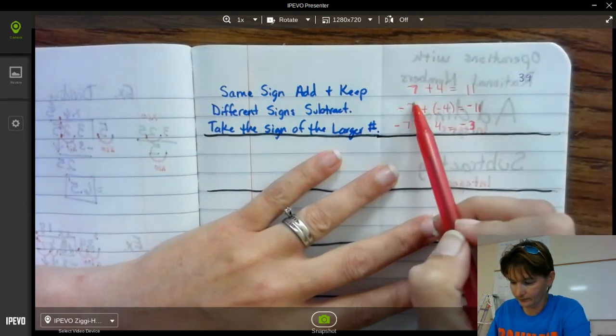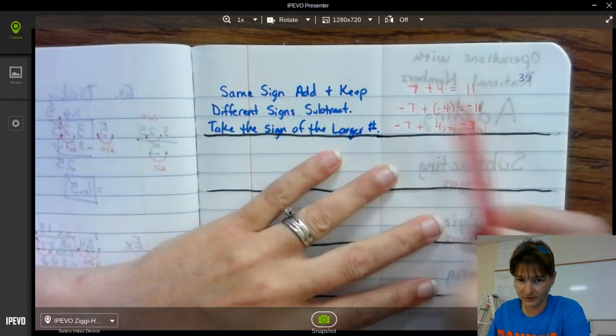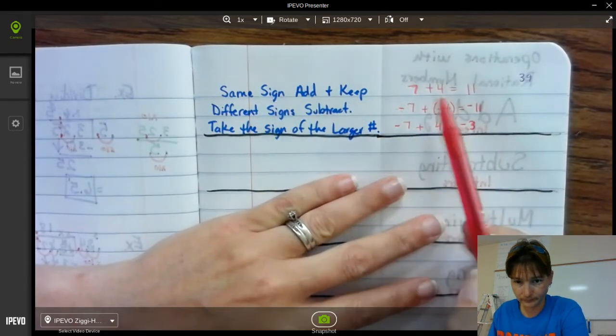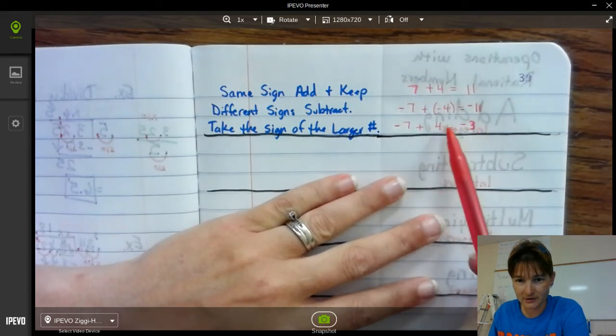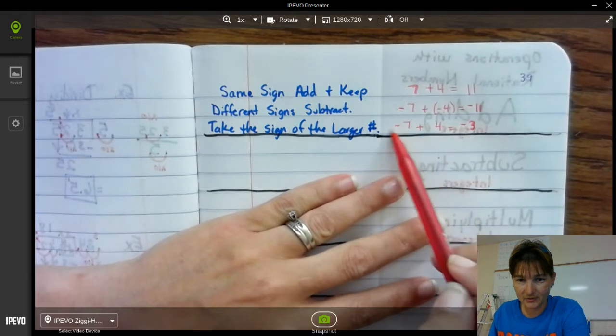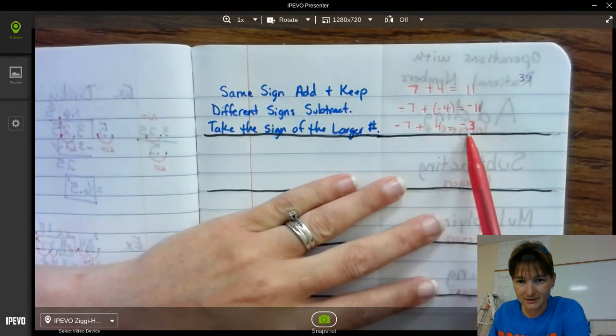Okay. So you see how we have different outcomes. This is why we have to follow the rules. Same sign, we add and keep the sign. Different signs, we subtract the numbers and keep the sign of the larger number, to be exact.